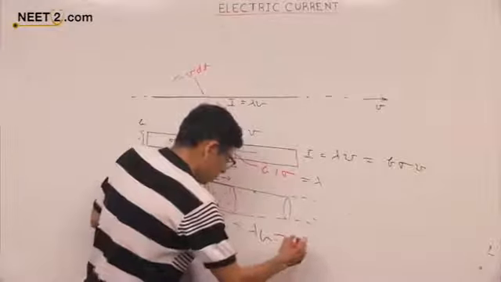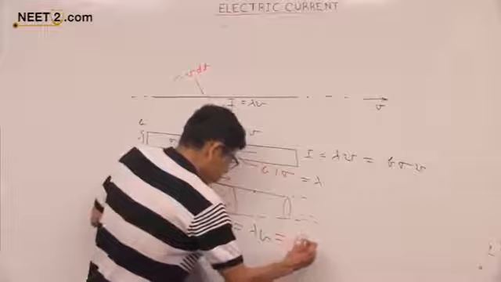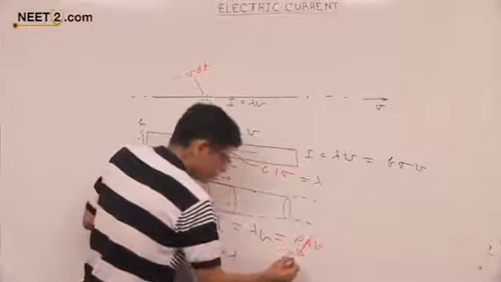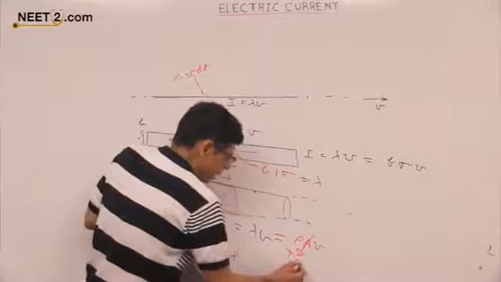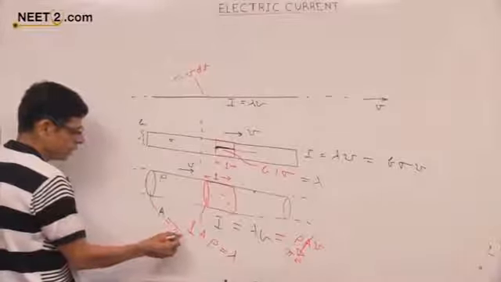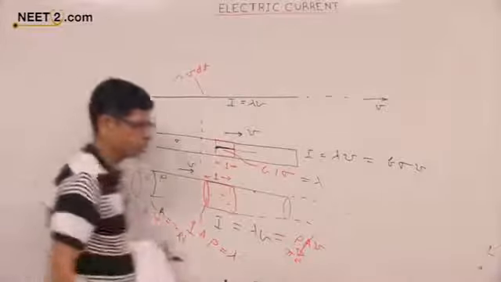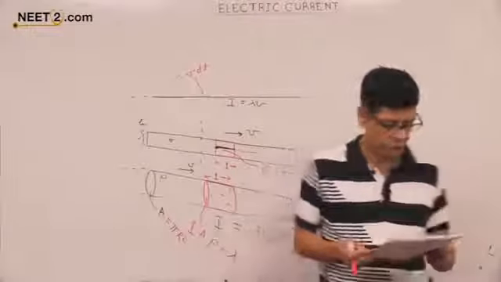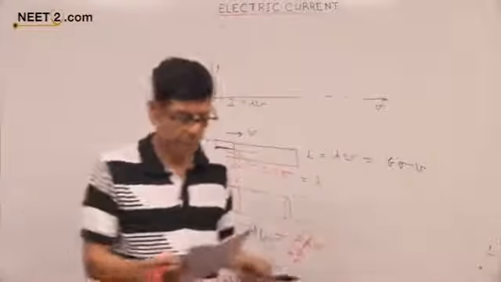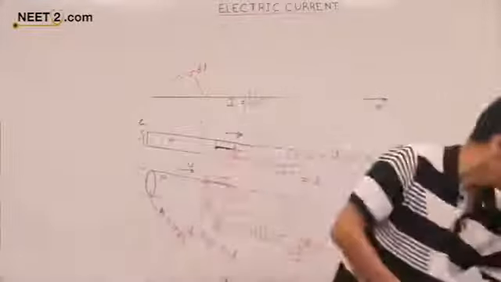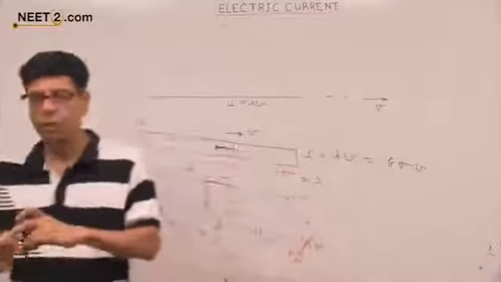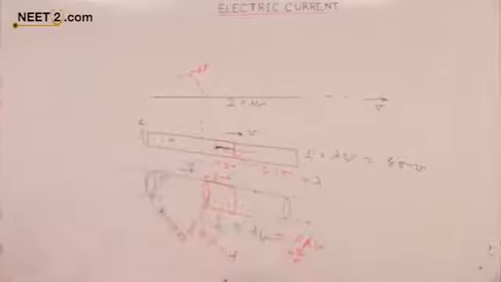So the answer is rho A V. That A could also have been pi r square, had I given the radius of this as r instead of the area, in which case A would be pi r square. Okay, so we just finished 3 questions, and we'll resume. We have more things to do. We'll resume very shortly. Thank you.